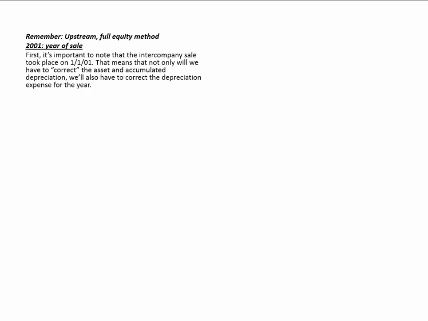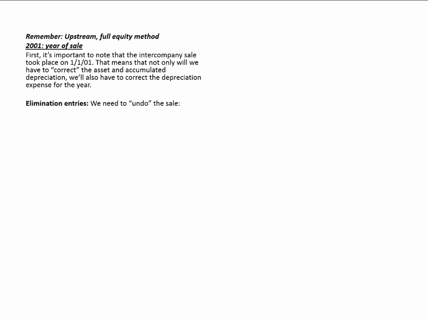Now remember, this is an upstream transaction, and we're going to be using the full equity method. Now, it's important to note that this intercompany sale took place on January 1st. That means that not only will we have to correct the asset and accumulated depreciation accounts and eliminate the gain or loss on sale, we're also going to have to correct the depreciation expense for the year. Depreciation expense for 2001 was recorded by Big, who bought the asset on January 1st. And again, they recorded depreciation expense using what we view as an incorrect number.